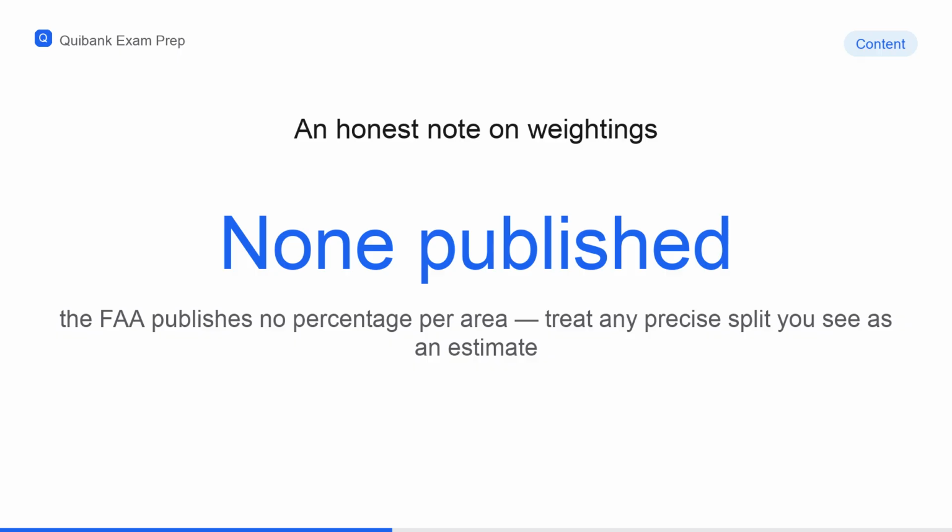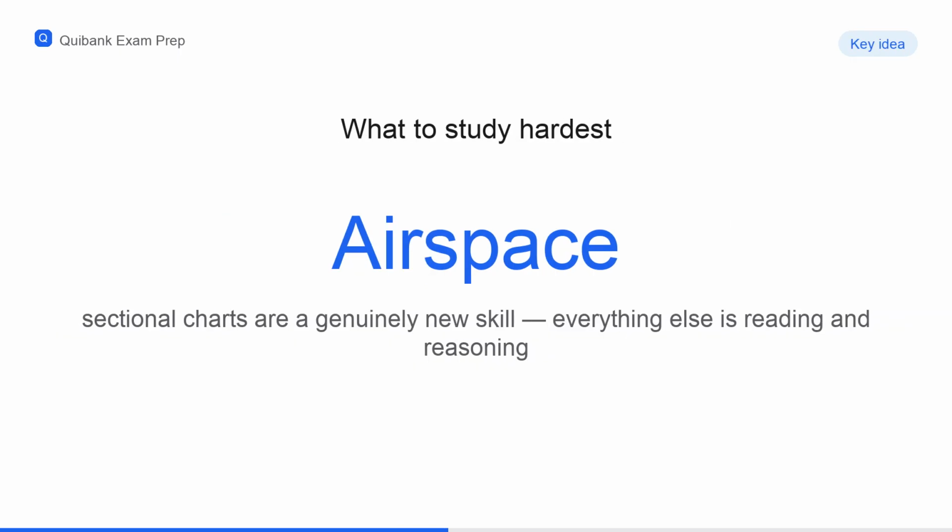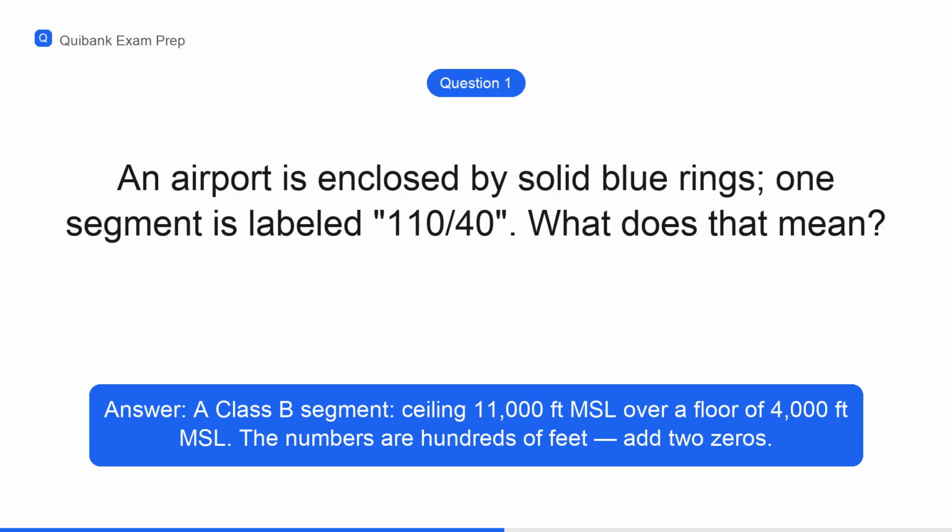Study all 5. That said, there is a clear practical answer to what to study hardest, and it is airspace. Airspace questions require you to read a sectional chart, which is a dense aviation map full of coded numbers and colored rings, and that is a genuinely new skill for most drone pilots. Everything else on this test is reading and reasoning. Airspace is the one where you have to learn to decode a picture. Let's do 3 real questions.